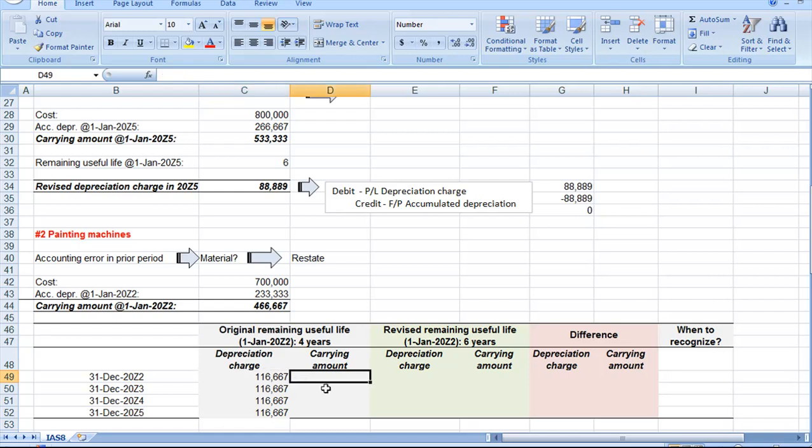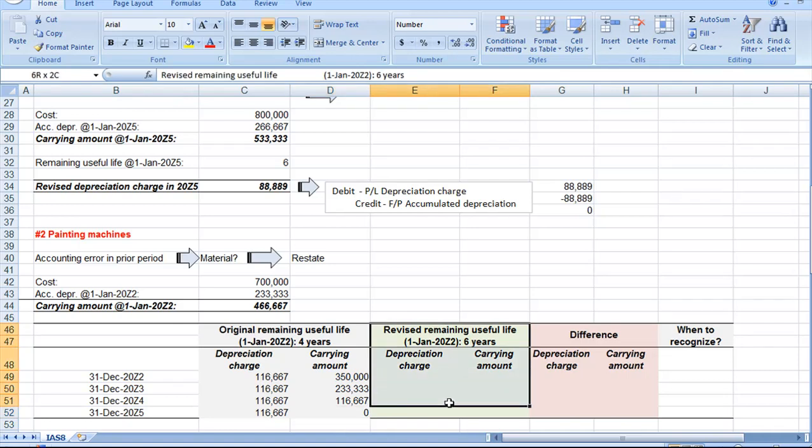In the second column, there is a carrying amount at the end of the period, calculated as the carrying amount from previous period less the depreciation charge in the current period, right? So here you can see that the carrying amount under the original method was 0 at the end of 2005. In the next 2 columns, let's calculate what Volvo should book in the past based on the revised useful life. It was extended by 2 years from 4 to 6.